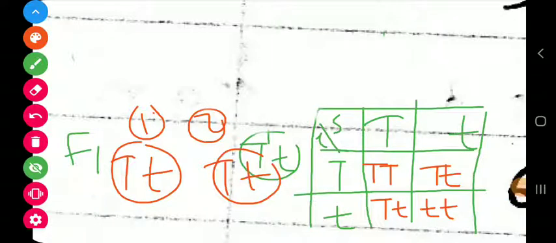So suppose the probability that each of these parents, let's start with one parent, having the small t allele is half, right? Because capital T can be produced from him, small t can be produced from him. So the probability of producing a small t allele from parent number 1 is half, because he can only produce two types of alleles. The probability of producing a small t allele from parent number 2 is also half.